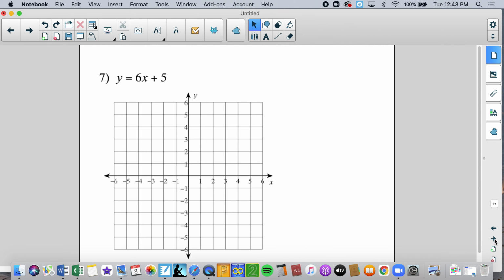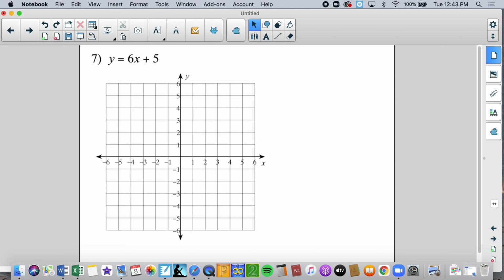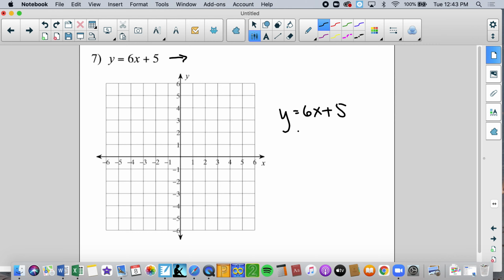Let's do another one. Also not in standard form. So I have to convert that to standard form. I take the equation y equals 6x plus 5. I'm going to minus 6x, minus 6x. You get negative 6x plus y equals 5.